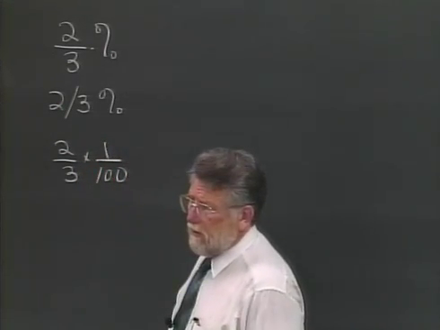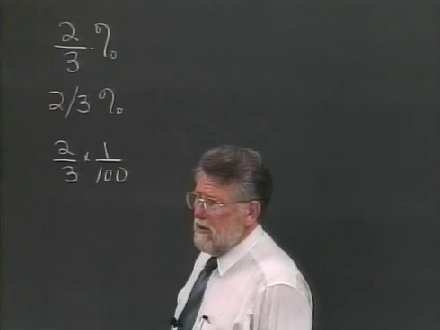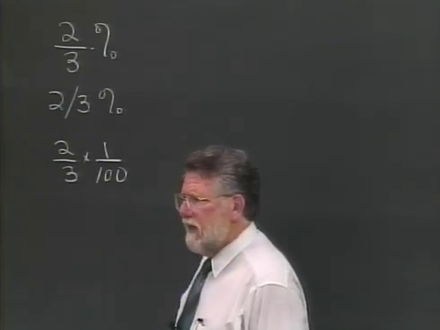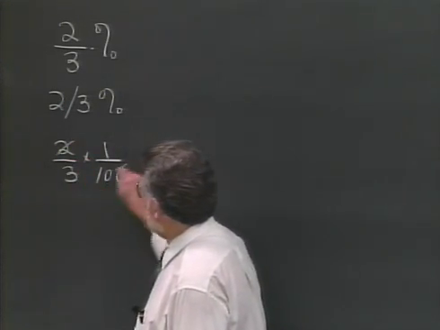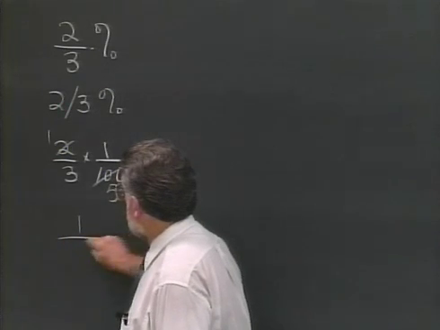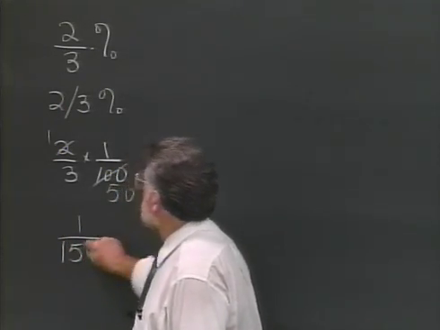You don't want to reduce at this point, although you could. You could just say 2 over 300, and that would be something I'd like you to realize. But what this does allow you to do, and then you get 1 over 150.